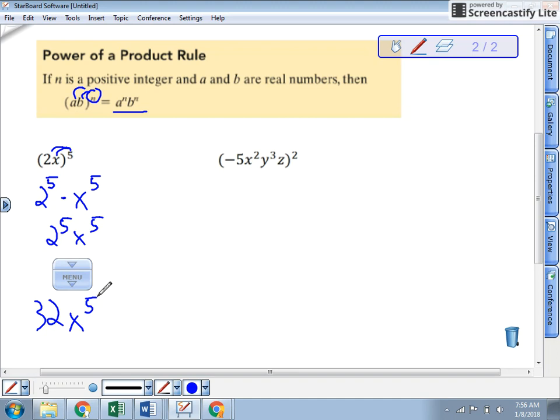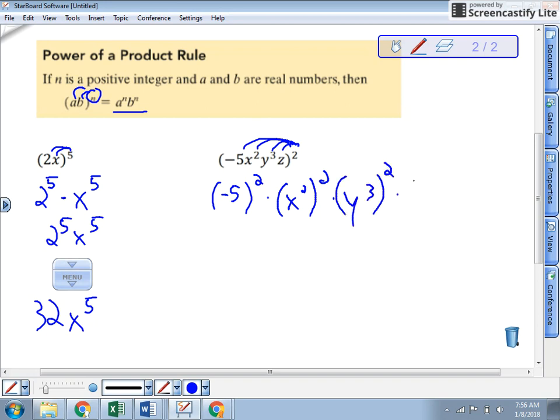Now this one, again, there's a lot here, but we've got to distribute to each term. So that -5 is going to get squared, times that x squared is going to get squared, times the y to the third is going to get squared, and then times z, which is going to get squared. And that will give us our final answer.